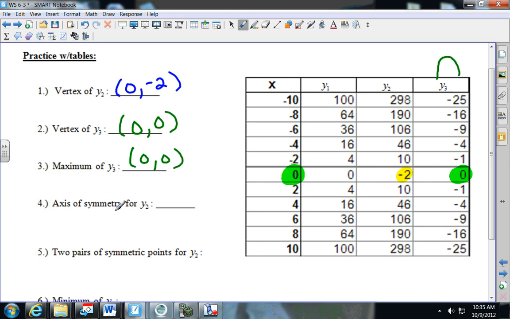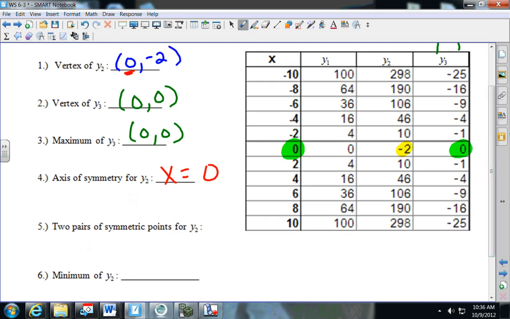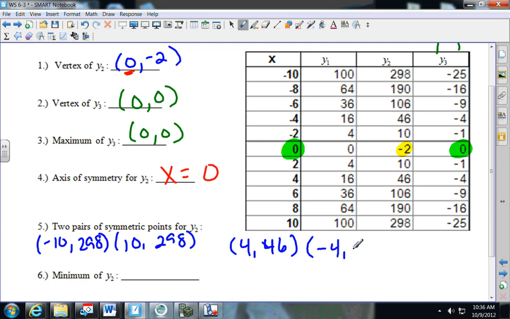Axis of symmetry. It's where you fold the parabola in half, and it's the same on each side. It says of Y2. It's going to be x equals whatever the x number is of the vertex. So x equals 0. Name 2 symmetric points for Y2. Match them up. It doesn't matter which ones you do. I'll choose -10 and 298 and 10 and 298. Remember, symmetric points have to have the same Y numbers. You could do the 190s if you want to. I'll go down here and do 4 and 46. What's its symmetric point? Well, there's the 46, so it's -4, 46.